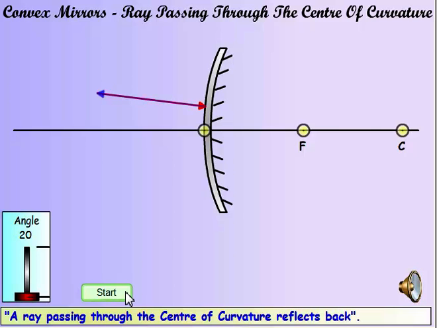A ray passing through the center of curvature reflects back along the same line. Try changing the angle, and you will notice that the reflected ray will always pass through the center of curvature. Note here that the incident ray bounces off before it can touch the center of curvature. So, only its extension, seen as a dotted line, passes through the center of curvature.